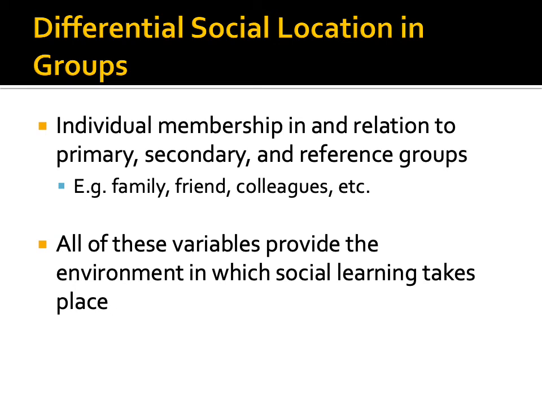And finally, the fourth variable is differential social location in groups. So individual membership in and relation to primary, secondary, and reference groups like families, friends, and colleagues all affect social learning and the environment in which social learning takes place.